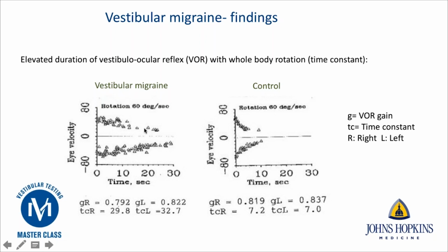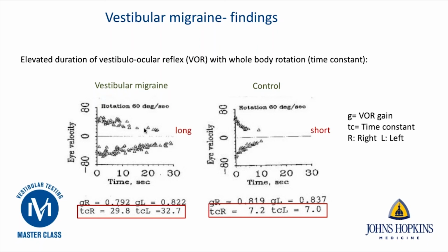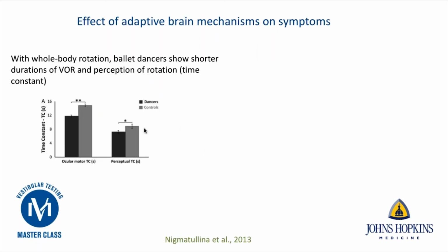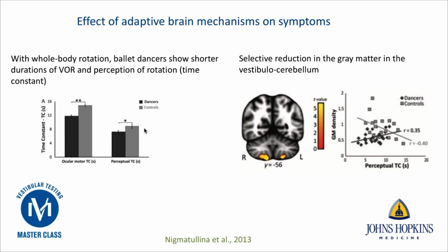Interestingly, a study looked into how whole body rotation can affect the vestibulo-ocular reflex and the duration of perceptual changes, the perception of rotation, in ballet dancers. They found that ballet dancers who have a lot of practice have reduced duration of vestibular nystagmus and perception of rotation that correlated with their expertise level and also changes in their brain structure.